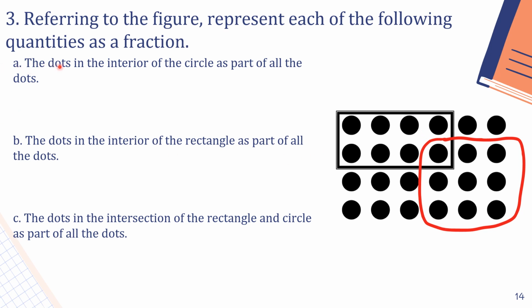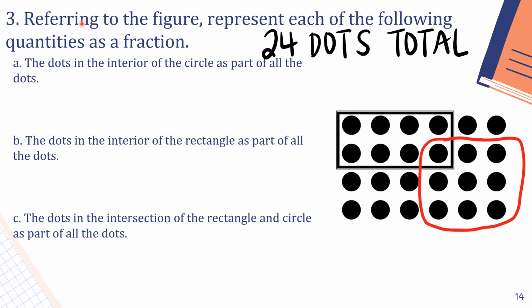Alright, so we're supposed to write each of the following quantities as fractions. We're supposed to represent the dots in the interior of the circle as part of all the dots. We said there were 9 dots in the interior of the circle, and there were 24 dots total. So that'd be 9/24. Don't worry about simplifying here.